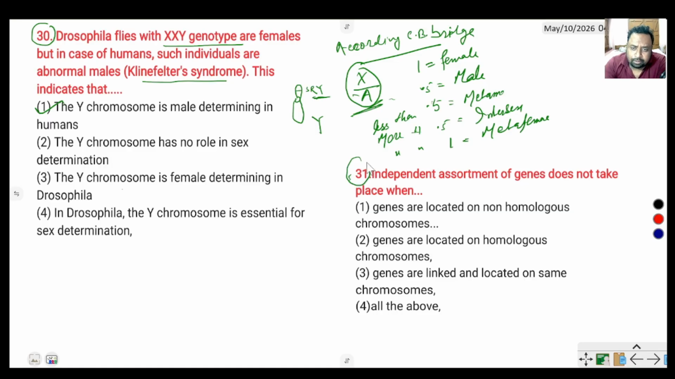Question number 31. Independent assortment. Independent assortment, the second law of Mendel, does not take place when genes are located on non-homologous chromosomes, genes are located on the homologous chromosome, or genes are linked and located on the same chromosome. All the above. The correct option of this question is 3. Because in linkage, when the genes are located on the same chromosome, they do not take part in crossing over, so the genes are not separated during independent assortment.